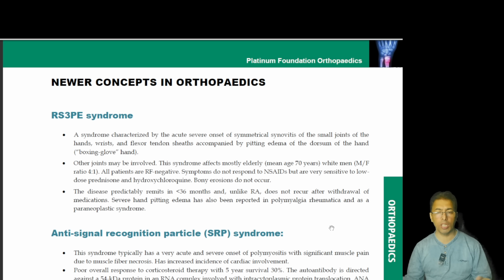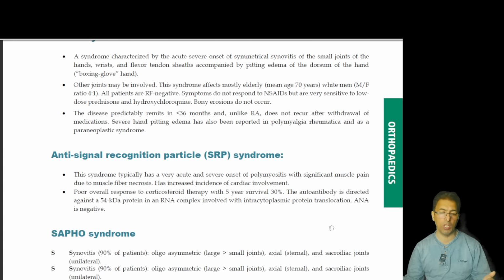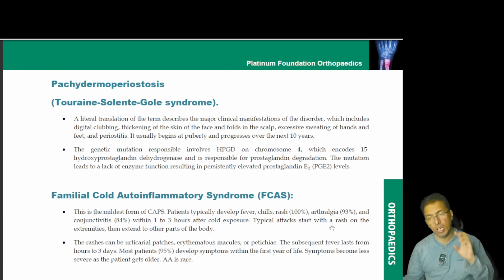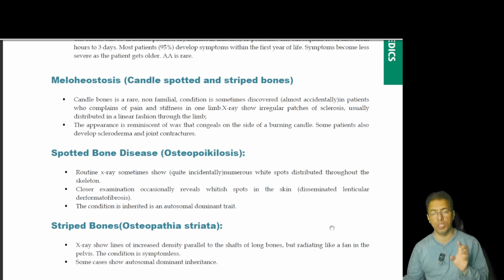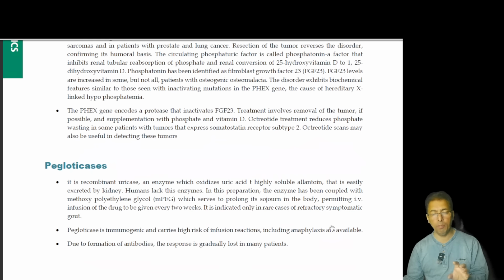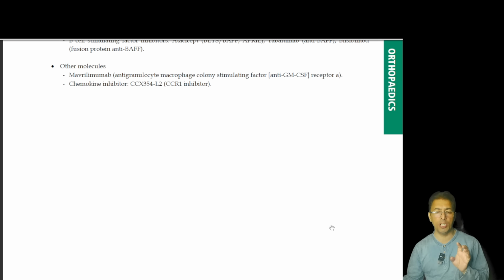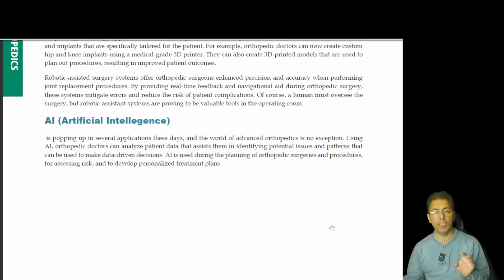You must not have come across many of the terms as such: RS3PE syndrome, anti-signal recognition particle syndrome, SAPHO syndrome, Stickler syndrome, Menkes disease. From an orthopedic viewpoint, because these diseases can present with systemic features, cardiological features, gastroenterology features. But I am here concerned with the orthopedic presentation of these diseases. So you can see we have included all the latest things over there, the newer treatment modalities for certain diseases, recent advances in orthopedics.